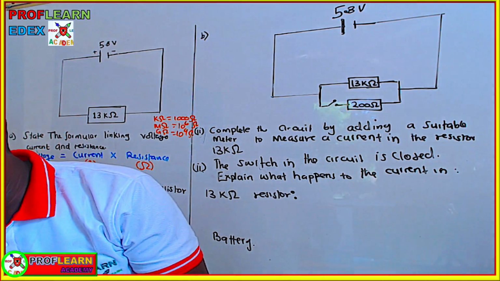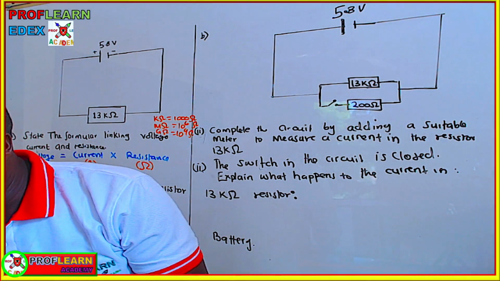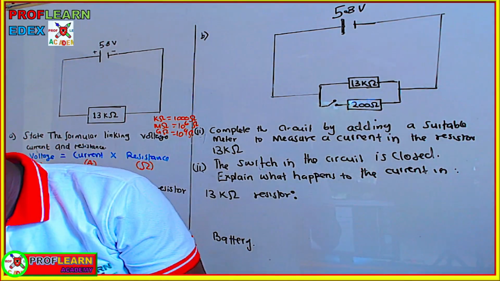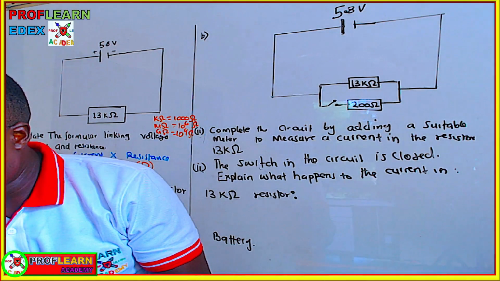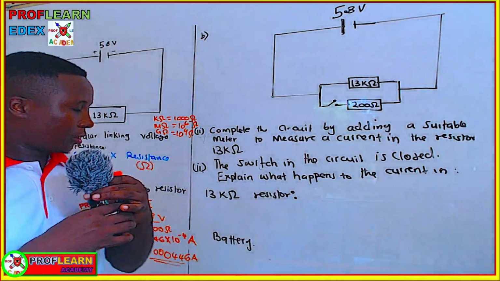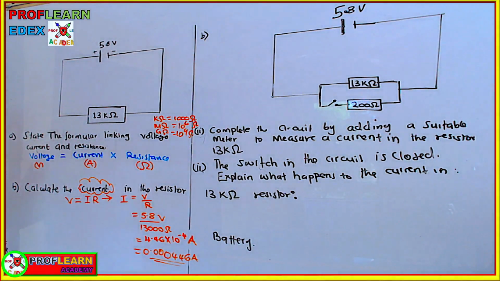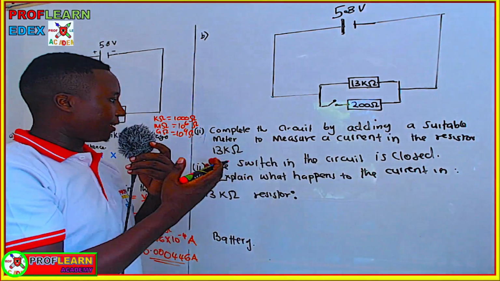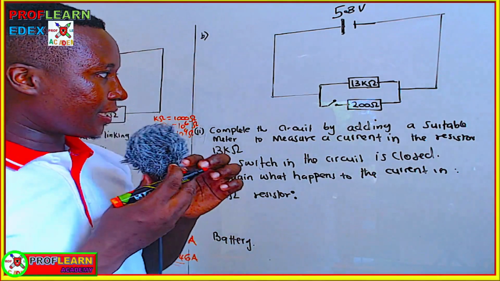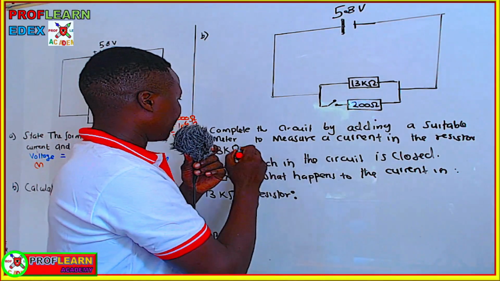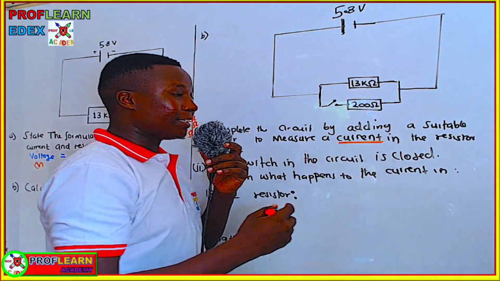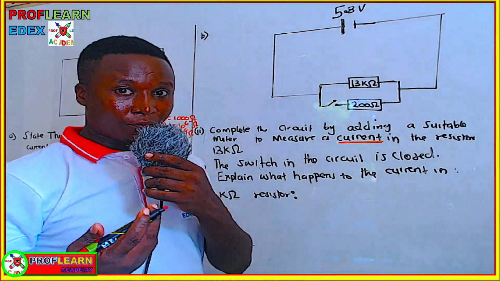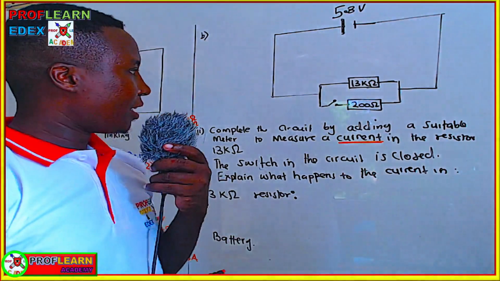So we need to go to the next bit of this particular question. All right, we need to move to the next part of this question, because we are told to complete the circuit by adding a suitable meter to measure the current in the resistor. Remember, a suitable meter in this case, we are measuring current. Current is measured using an ammeter. But if we were told about voltage, we were supposed to use a voltmeter.